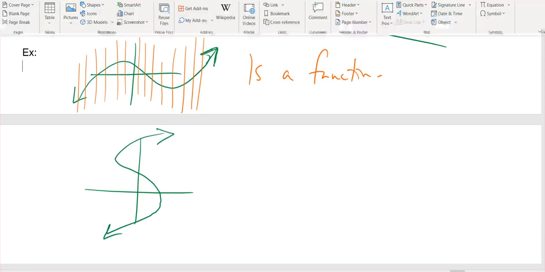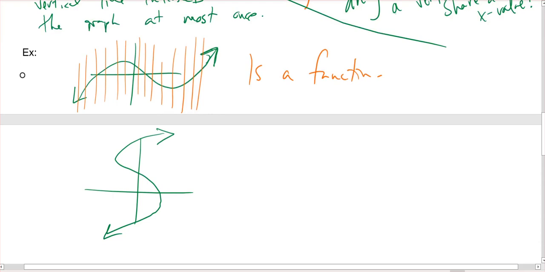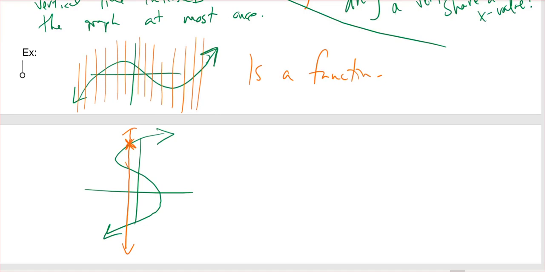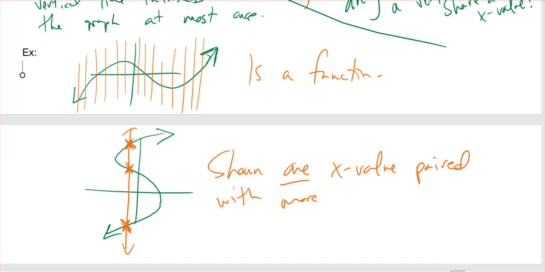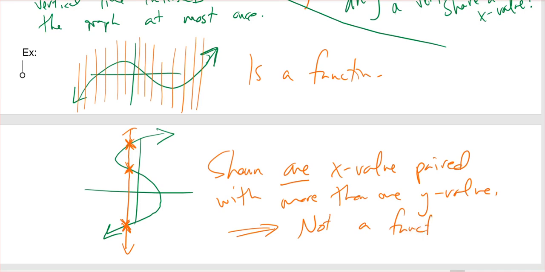the other way, right? Now I can exhibit one vertical line right here that's going to intersect it once, twice, 3 times. So we have shown one x value paired with more than one y value. So this is not a function. So essentially, if you can draw any vertical line on the picture that intersects it more than once, it's not a function, and then we're done.